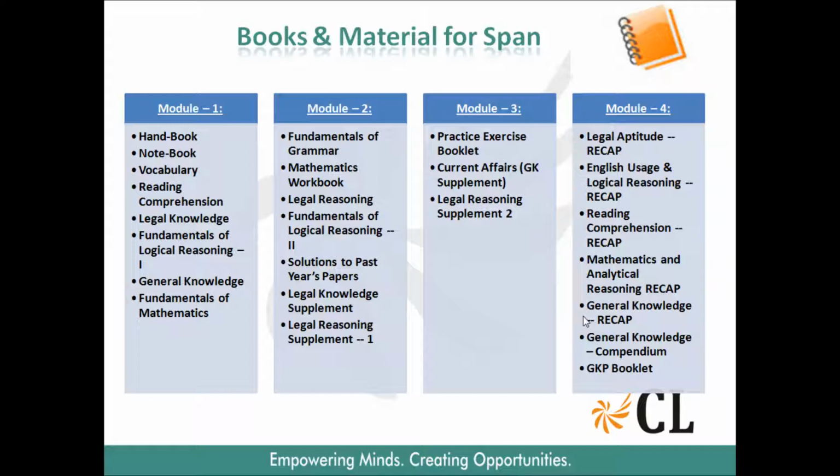And coming down to the last module, it comprises the recap books of all the 5 subjects: Legal aptitude recap book, English usage recap book, reading comprehension, mathematics and general knowledge recap book. Then along with these recap books, you are also provided a general knowledge compendium and a GKP booklet. These 2 books help you in summarizing the entire GK portion in one go if a student has missed out on any small details and intricacies. So in a summarized manner, the entire current affairs or the events of the entire year are covered in these booklets.